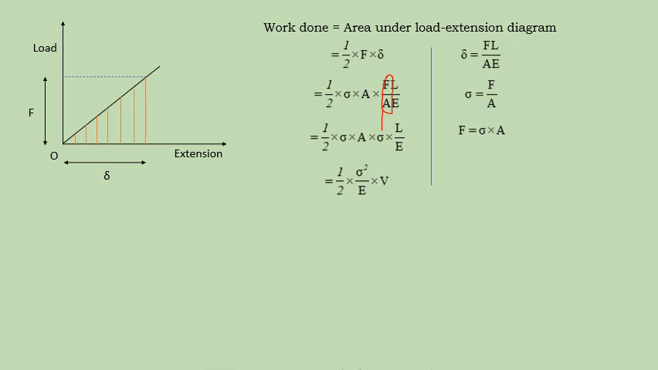So therefore sigma into sigma becomes sigma square, and in the denominator we have E. Then area into length becomes volume. Therefore the final equation is half into sigma square by E into V. But we know from the definition, strain energy is nothing but work done. Therefore the above equation can be written as U is equal to sigma square divided by 2E into volume.